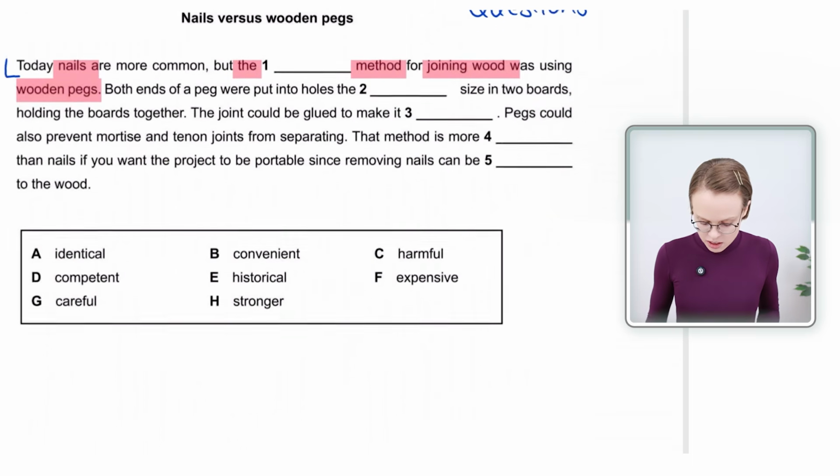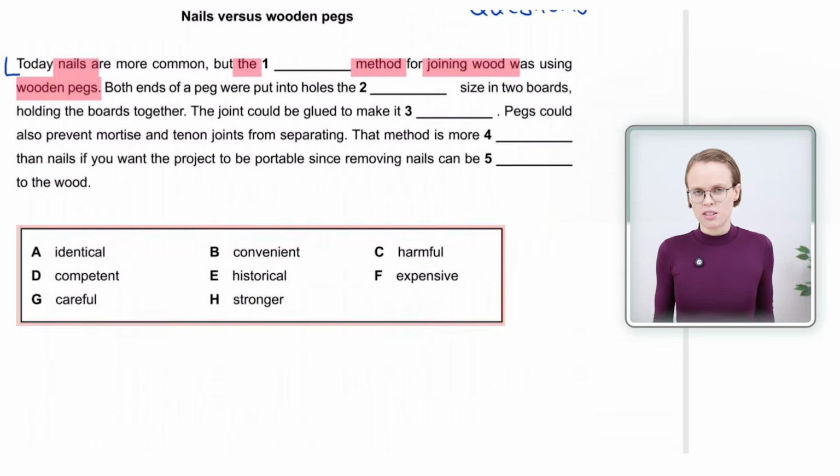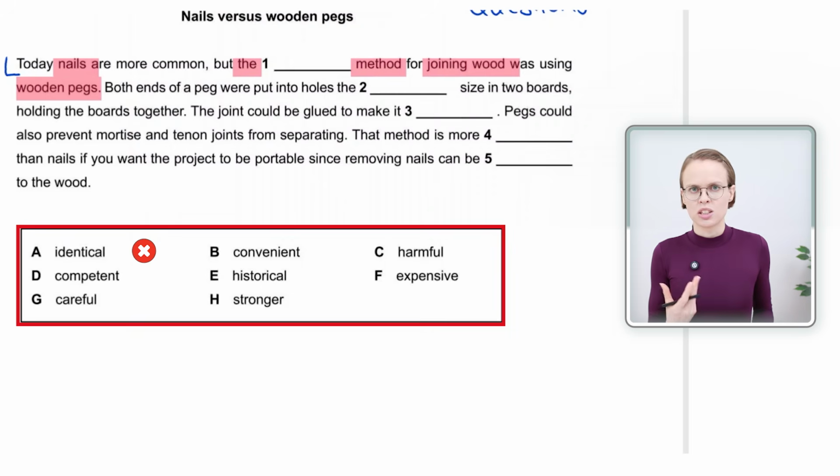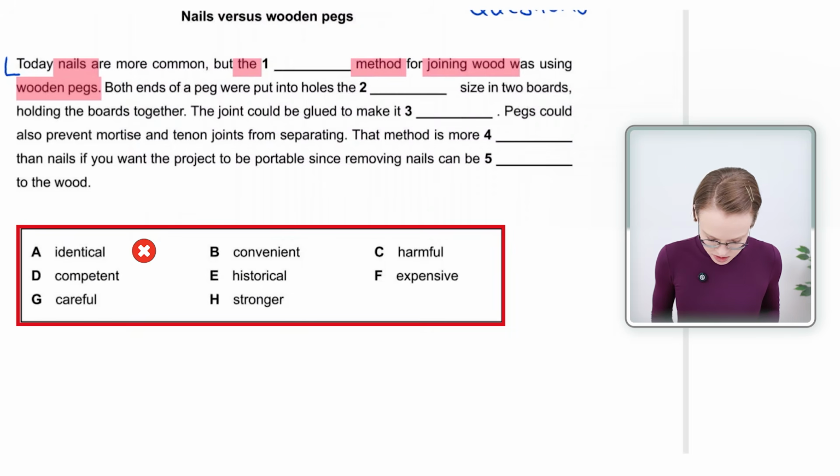Now, let's have a look at our box. Let's have a look at the words and let's see which word fits here. Let's start with A. Identical doesn't fit. We're talking about the traditional method, so this is not correct. B. Convenient also doesn't fit. Let's move on. Let's scan the box.